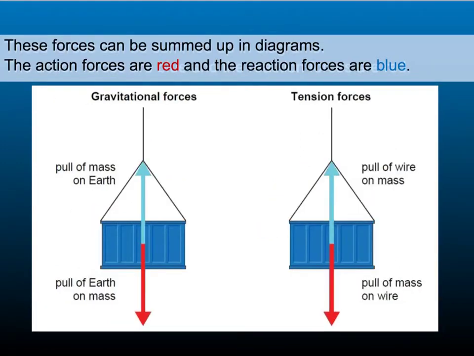Pairs of forces can also be seen when things are hanging. In this example, we've got this load hanging from a crane. And again, we've got two pairs of forces. We've got the gravitational forces, so the Earth, which is pulling on the mass of the load. And then, because the load has got its own mass, it's got its own gravitational force, so it is pulling back on the Earth. Now, as well as that, we've got the tension forces. So the mass is pulling down on the wire, but then the wire is also pulling back on the mass.